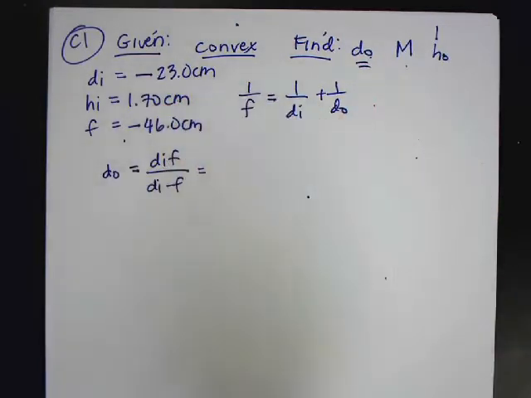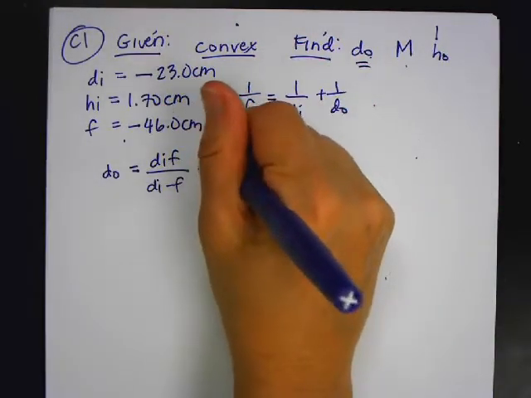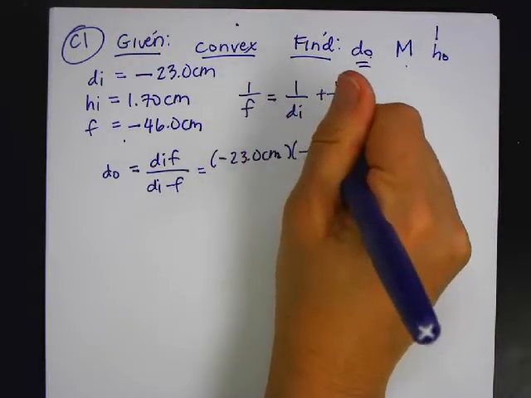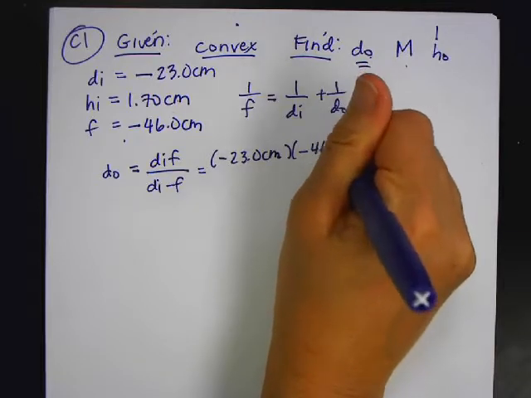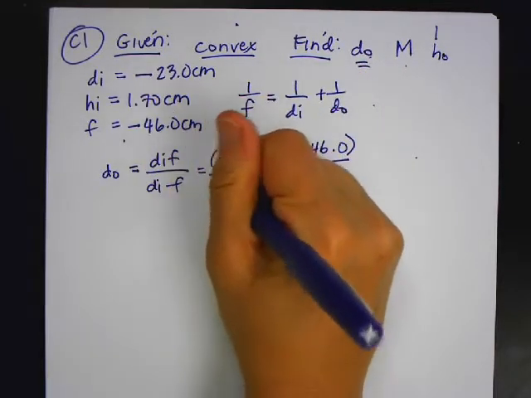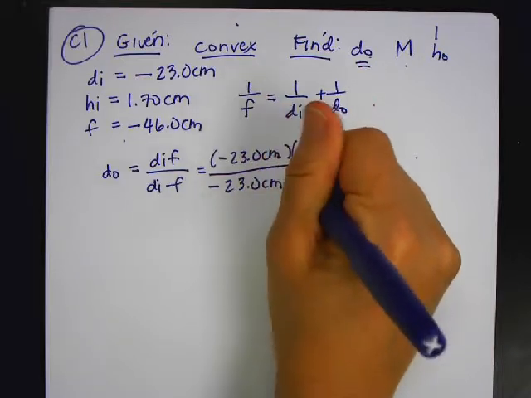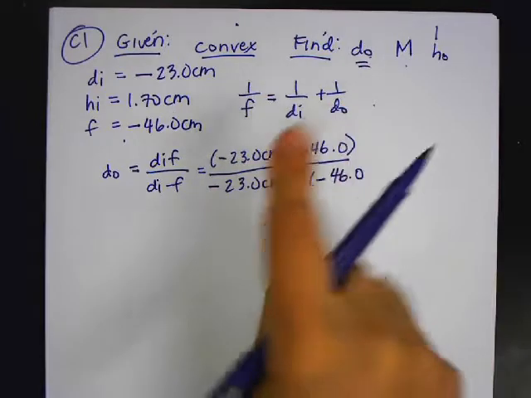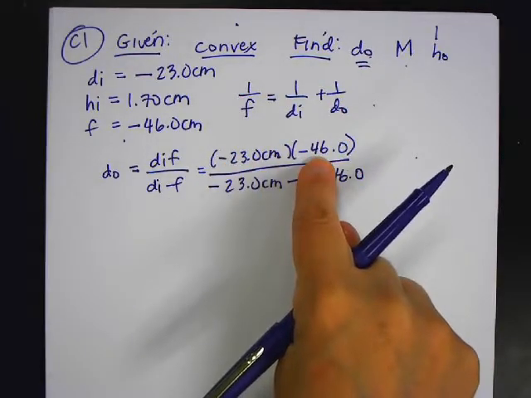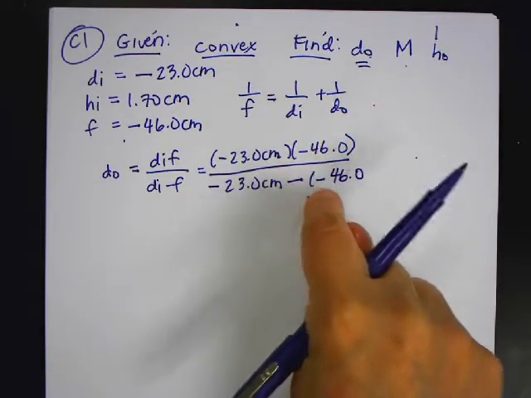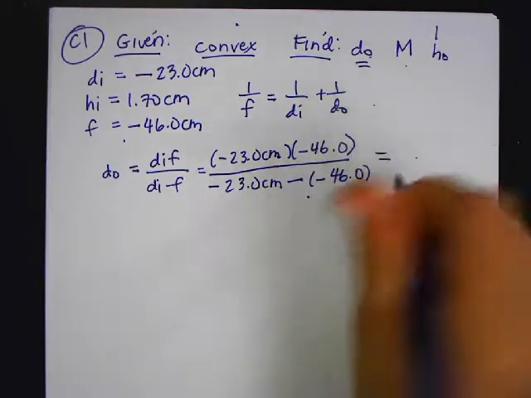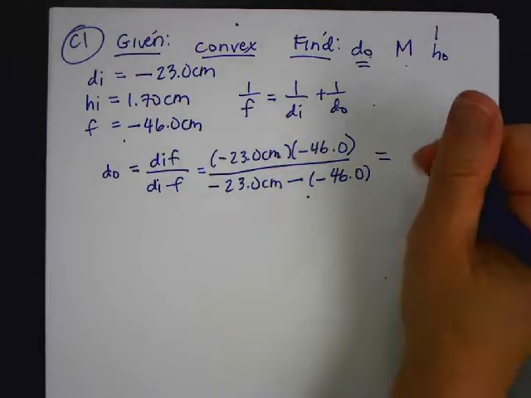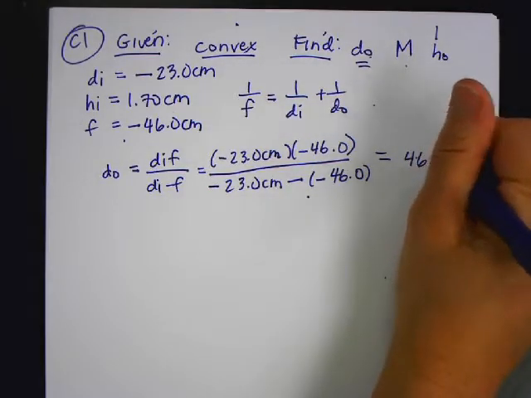So now I have to be very careful with my signs. Negative 23 times negative 46, divided by negative 23 minus 46. So this is why I say you have to be careful, because a negative times a negative is a positive, and then a negative times a negative is a positive. Okay? So when we put all that in our calculator, we get DO is equal to 46 centimeters.